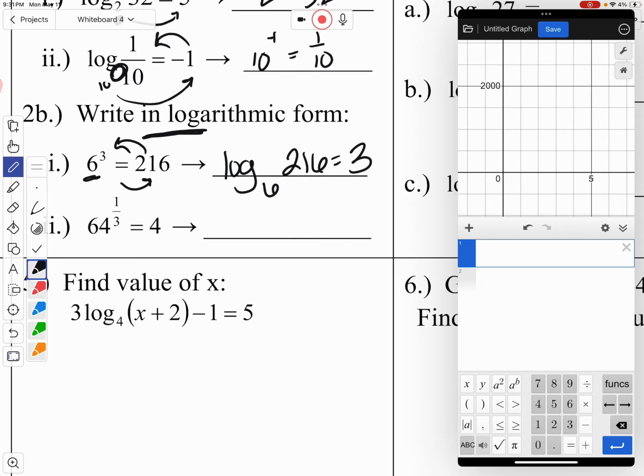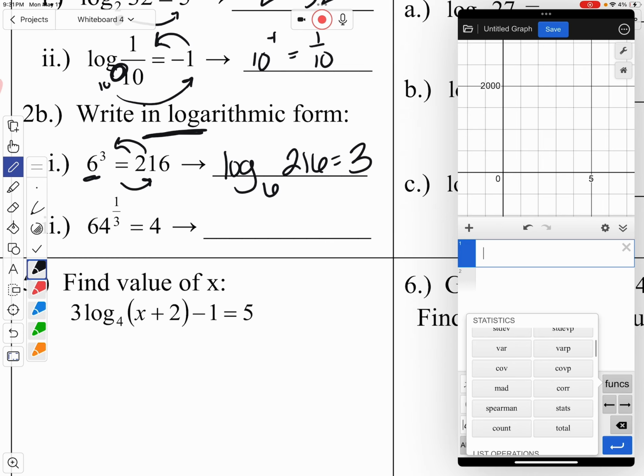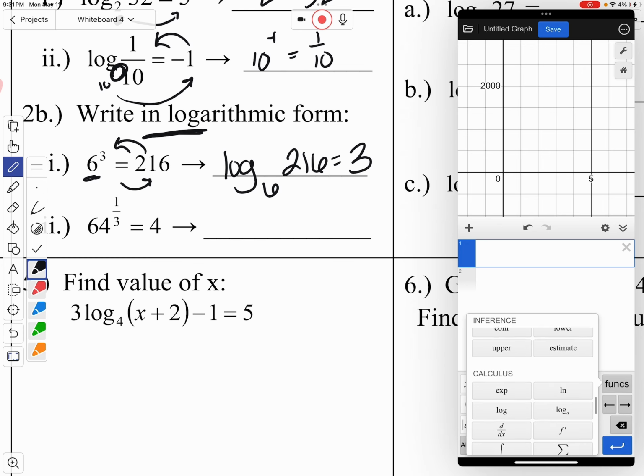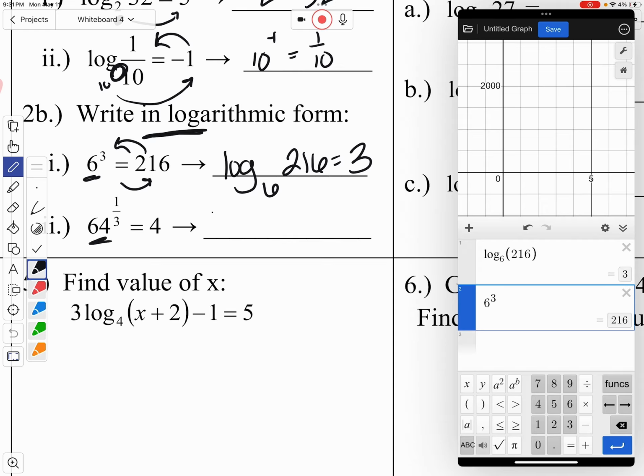And you can also double, triple check. So here under functions, or you can type log, L-O-G. You're going to find it near the bottom. Okay. Log base 6 of 216. You can see that it equals 3, the same way that 6 raised to the power of 3 should equal 216. So there are some ways to check that. Again, start with your base, so log base 64, and the rule is always under and then over.